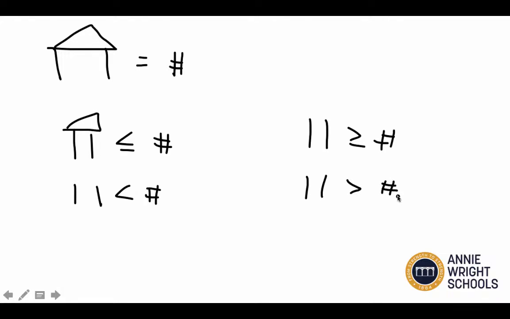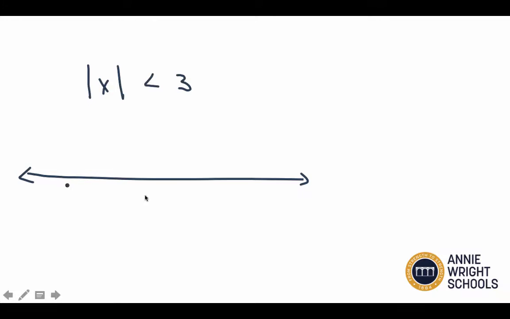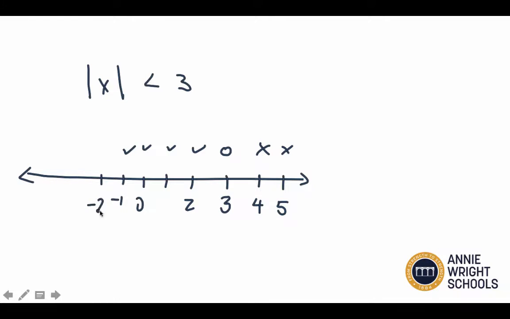Let's think about it with a simple case of just the x. So let's say we had the absolute value of x was less than 3. I'm just going to draw a number line and we're going to start putting in numbers that we think work. 3, does 3 work? No, it doesn't. The absolute value of 3 is not less than 3. Does 4 work? No. Does 5 work? No. But 2 works. 1 works.